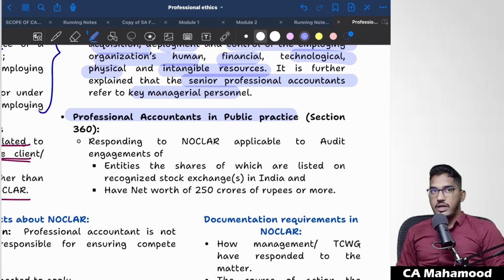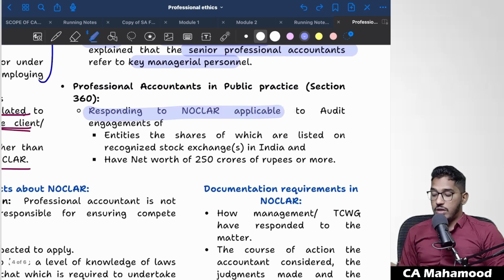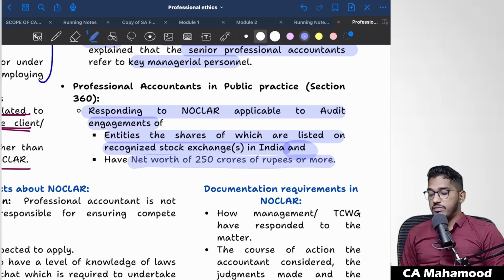When will the NOCLAR regulations be applicable for professional accountants who are in public practice, like practicing chartered accountants? They say that responding to NOCLAR is applicable to audit engagements of entities the shares of which are listed on the recognized stock exchange. If you are conducting audit of a listed company, then you have to comply with NOCLAR requirements. And also not just listed on the stock exchange, they should have a net worth of 250 crores or more. Only when these two conditions are satisfied.